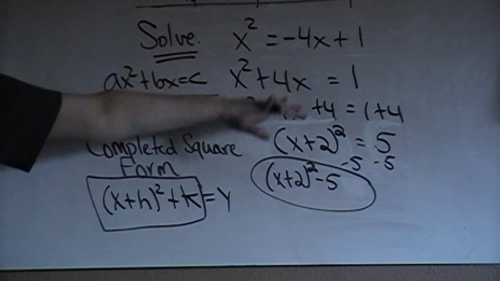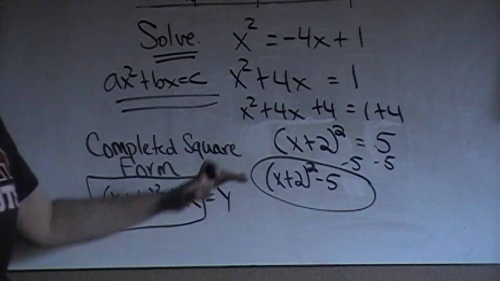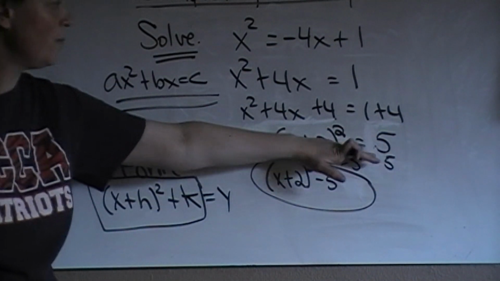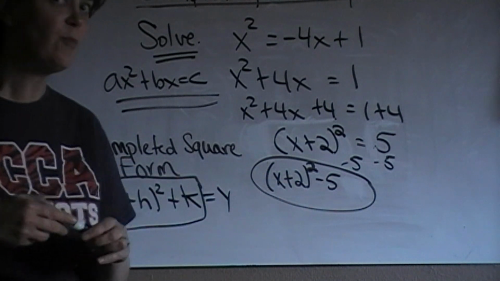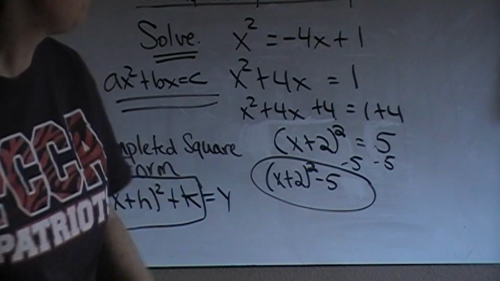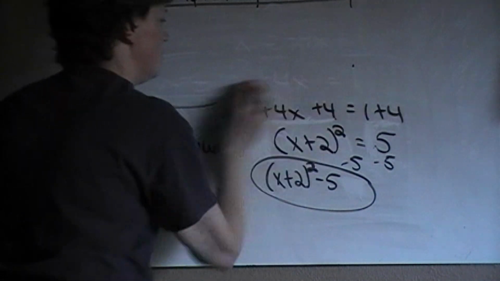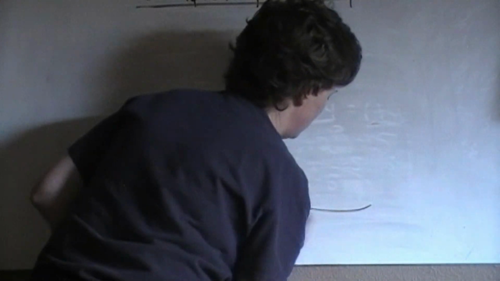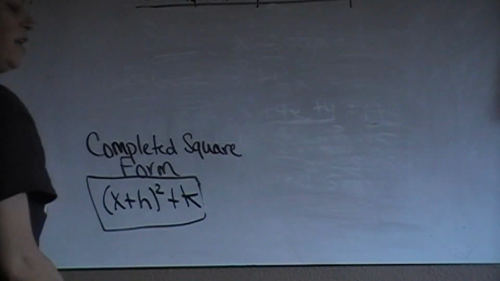So the idea of completing the square by solving: you get here and you just solve. To get it from here to the completed square form, you just bring everything to one side and you're done. Let's do one more practice with the completed square form where there's not an equal sign.